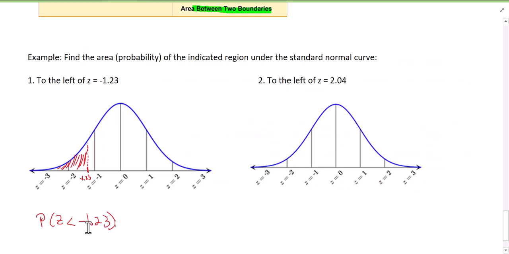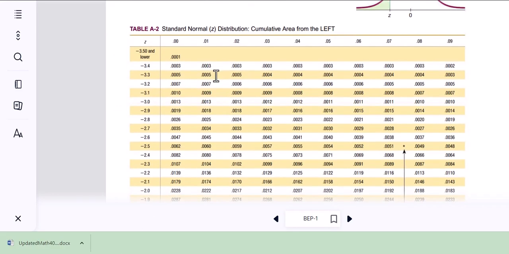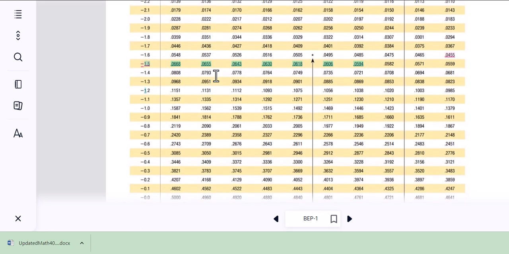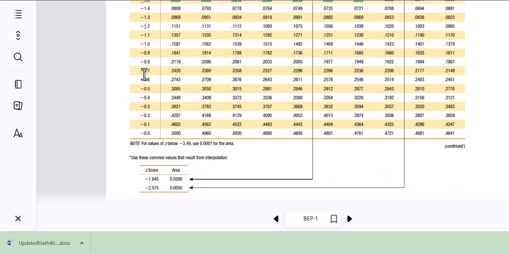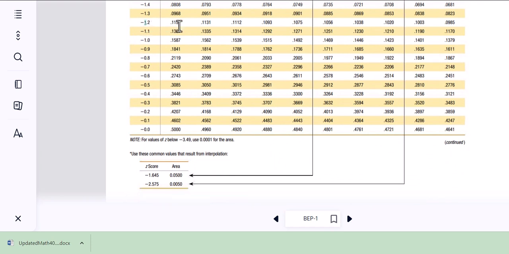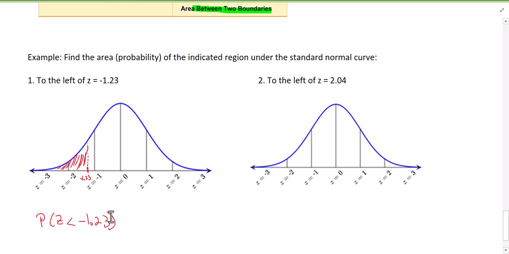So what are we looking for? We're looking for the z-score of negative 1.23. So we're going to go back to our z-scores and look for negative 1.2. So here's negative 1.2, and then negative 1.20, negative 1.21, negative 1.22, negative 1.23. So this is the one that I want: 0.1093. And so we'll go back to our notes and say this probability is what we saw from our table. So it was 0.1093.